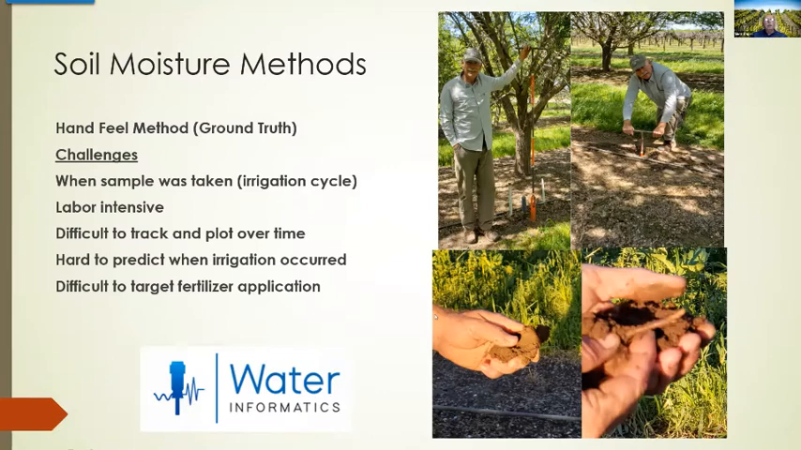Was it a week ago? When did you last irrigate? If you don't understand when you irrigated in relationship to when you pull that sample, it could be skewed. It's highly labor intensive, difficult to track and plot over time. It's hard to predict when an irrigation occurred, and then it's difficult to target fertilizer applications. Again, the irony of this conversation is that when I first started doing this and had to probe these fields by hand, I was looking for anything.